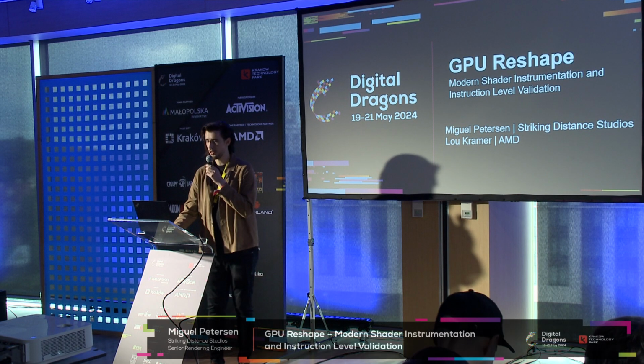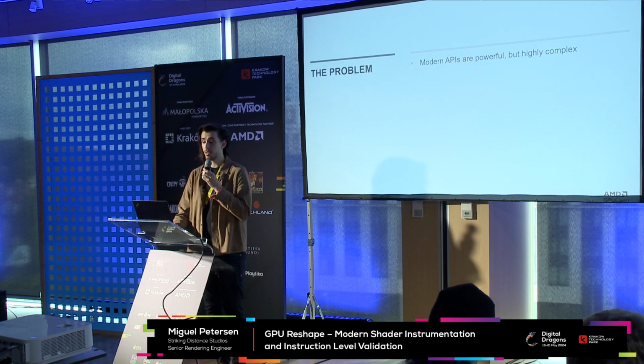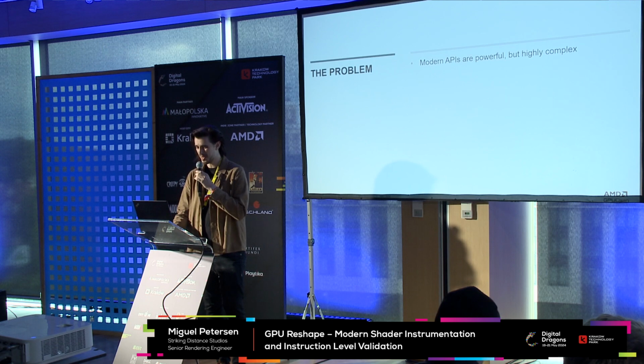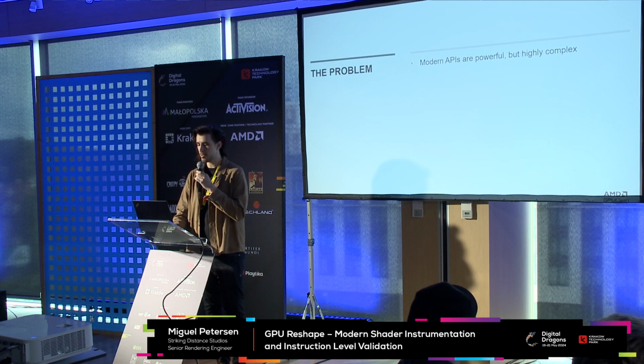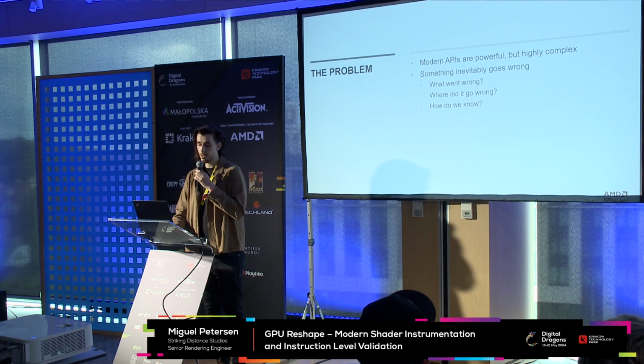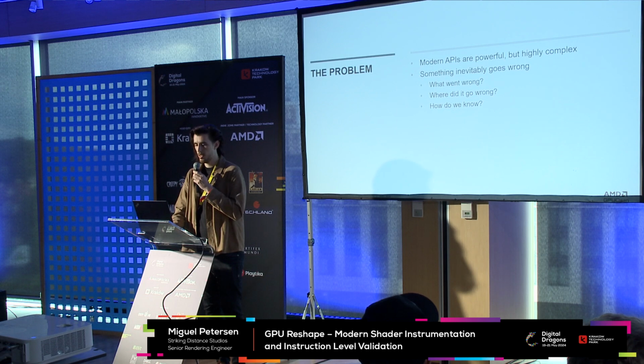So, GPU Reshape. Modern APIs are incredibly powerful, right? But they're inherently complex, as evident by a lot of the presentations here. And the more complex something is, the more likely something is to go wrong. We typically have three questions. What went wrong? Where did it go wrong? And, well, how do we even know if something did go wrong?